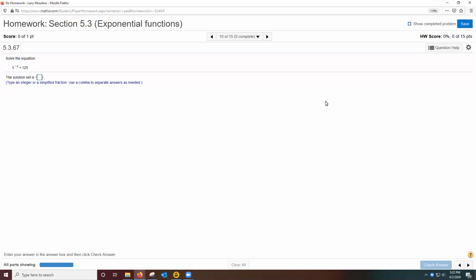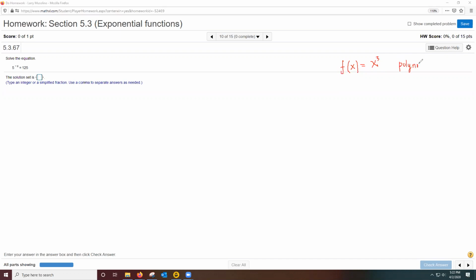All right, hi folks. I wanted to do some examples from section 5.3, which has to do with exponential functions. Now, an exponential function is a function that has x in the exponent instead of x being in the base. So let me give you an example. If I was to write, let's say, f of x equals x to the third, this is not an exponential function because x is in the base. We call this a polynomial function.